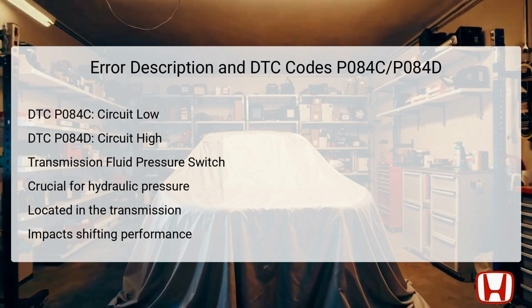DTC P084C indicates a low circuit condition in the transmission fluid pressure switch B, while DTC P084D indicates a high circuit condition. The transmission fluid pressure switch is located inside the transmission, playing a critical role in measuring hydraulic pressure. This sensor's data is vital as it helps the transmission control module, TCM, make informed decisions for shifting gears seamlessly, ensuring optimal performance of the vehicle. A faulty switch may result in improper shifting, leading to potential drivability issues.